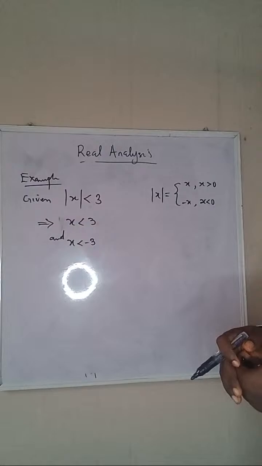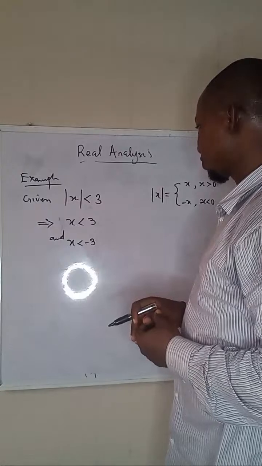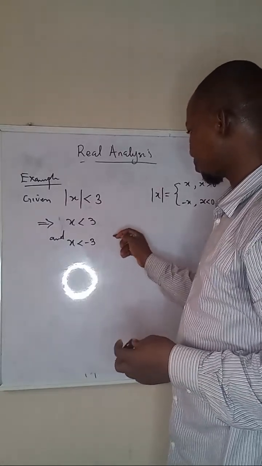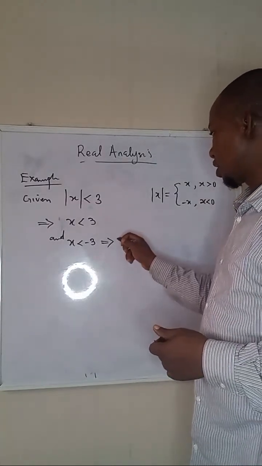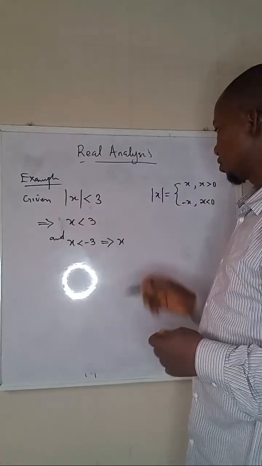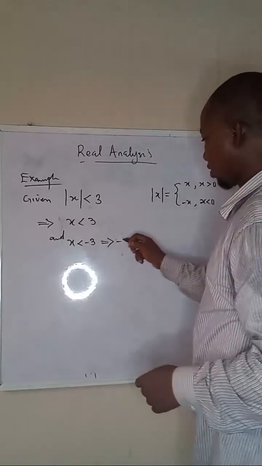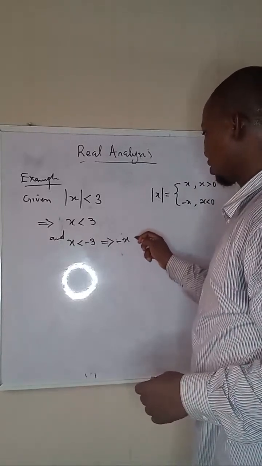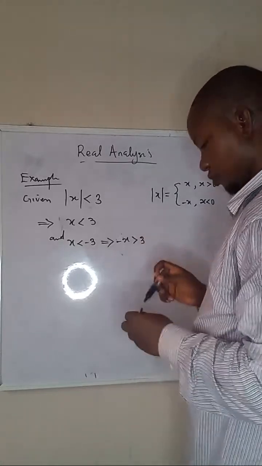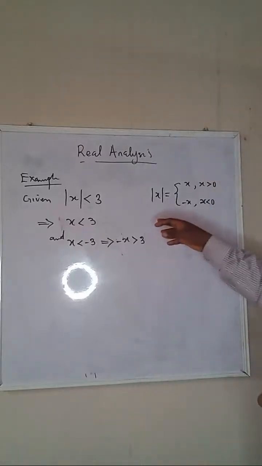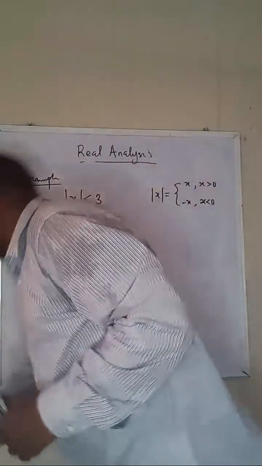So if you want to interpret this, it becomes x is less than 3, and if we take negative from both sides, this will be minus x greater than negative 3. And from what we have here, let's do it this way.